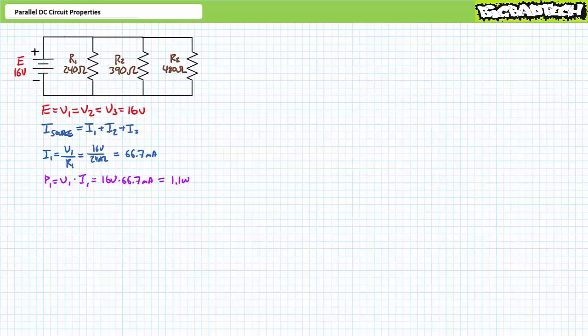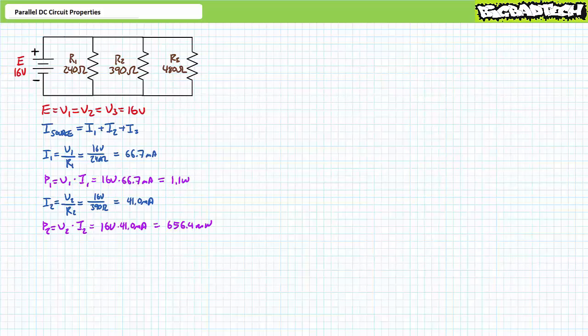Let's solve for these same properties for R2. I2 equals V2 over R2. Substituting in our given values demonstrates I2 equals roughly 41 milliamperes. P2 equals V2 times I2. Substituting our given values demonstrates R2 dissipates roughly 656.4 milliwatts of power.